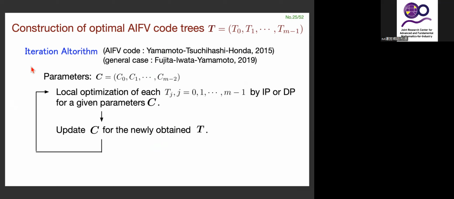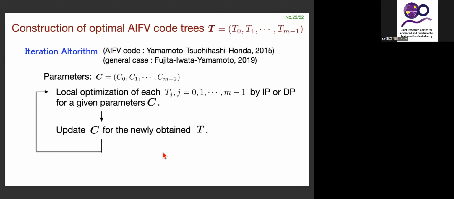In the iteration algorithm, some parameters are used, where M is the number of code trees. And for a given parameter C, we optimize each T_j independently by using integer programming or dynamic programming. And then we update the parameters for the newly obtained T. And by repeating this procedure, we can obtain the optimal AIFE code.